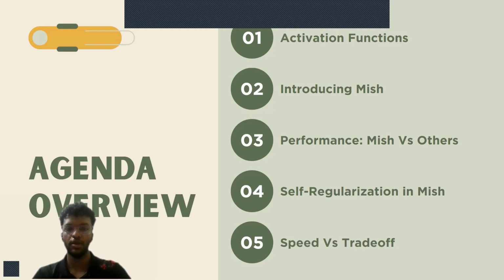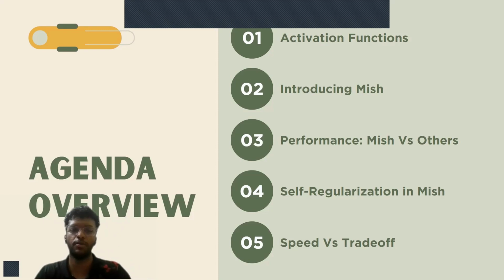So basically, to start off, activation functions are often the unsung heroes of deep learning. They don't grab the headlines like the ResNet model or GPT, but inside the neural network, they decide how the model learns, generalizes, and performs. Today, we're going to explore one of the most promising activation functions yet, which is called Mish, which is smooth, stable, self-regularized, and surprisingly powerful.